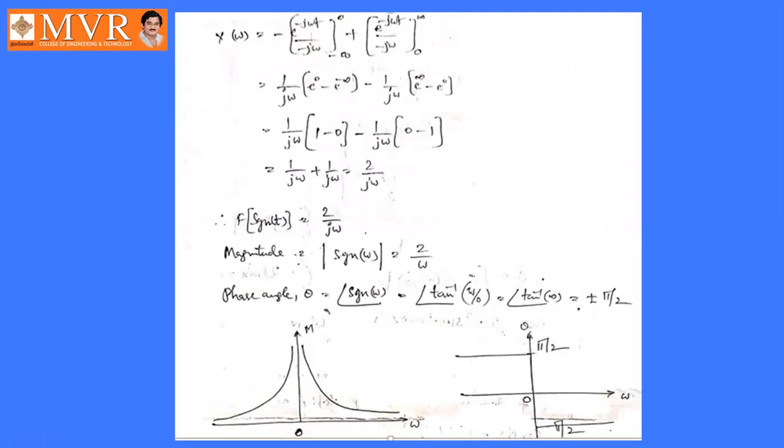So by simply solving, we can get 1 by j omega plus 1 by j omega. It is 2 by j omega, or the Fourier transform of signum of t equals 2 by j omega. So its magnitude is 2 by square root of omega square, that is 2 by omega. And for the phase angle, only the imaginary term is there, the real term is 0. So minus tan inverse of omega by 0, that is tan inverse infinity, equal to plus or minus pi by 2. So for 2 by omega, the magnitude plot is this one, and for plus or minus pi by 2, the phase plot is this one. Okay, this is about the Fourier transform of the signum of t.